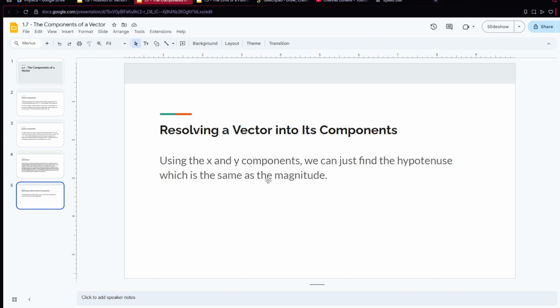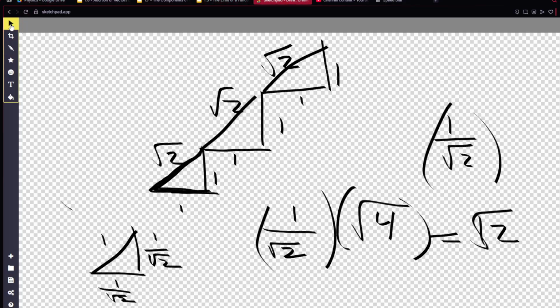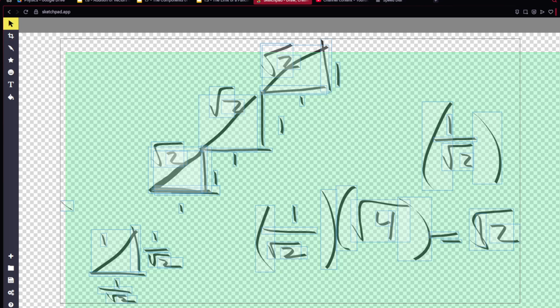And resolving a vector into its components is the same thing as vector components, where we can just break it into x and y instead of denoting a vector in terms of its magnitude and angle of direction. So that's the logic there for 1.7.